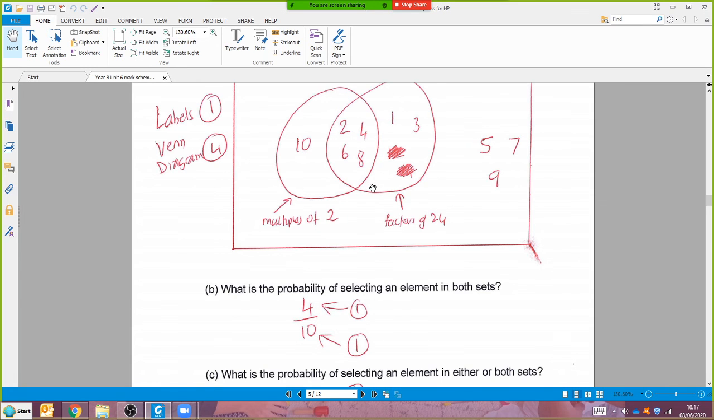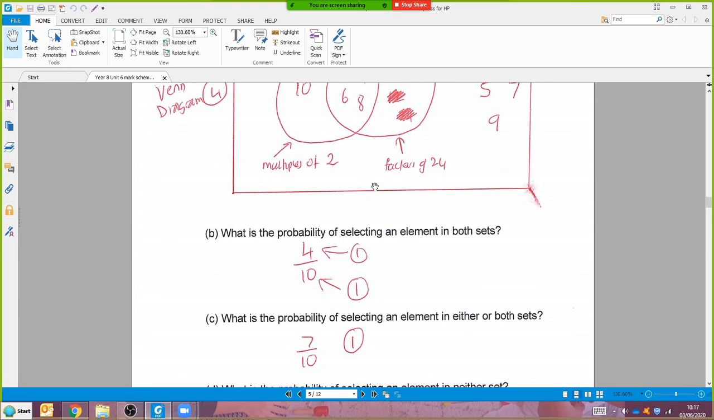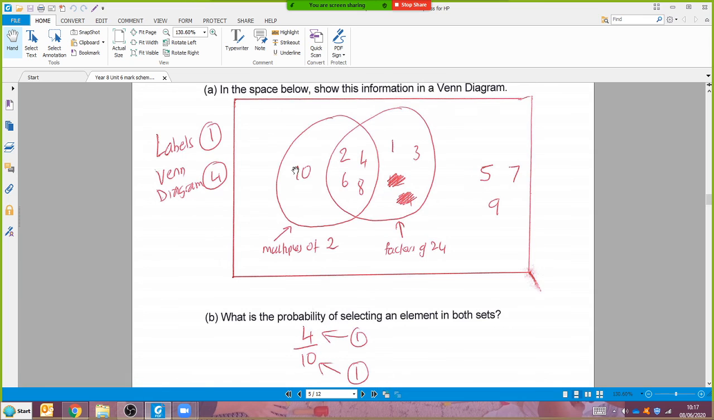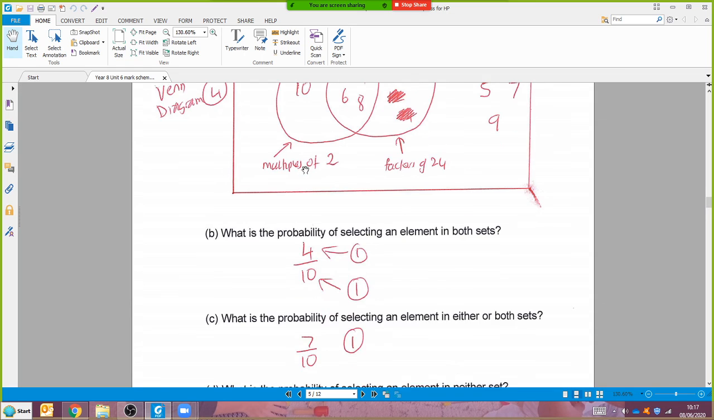What is the probability of selecting an element in either or both sets? Well, either can mean that bit or that bit. Both means that bit. Basically, everybody inside the 2 sets is included. These 3 outside are not included. As you can see, there are 7 members in one or other or both. So it's 7 out of 10.